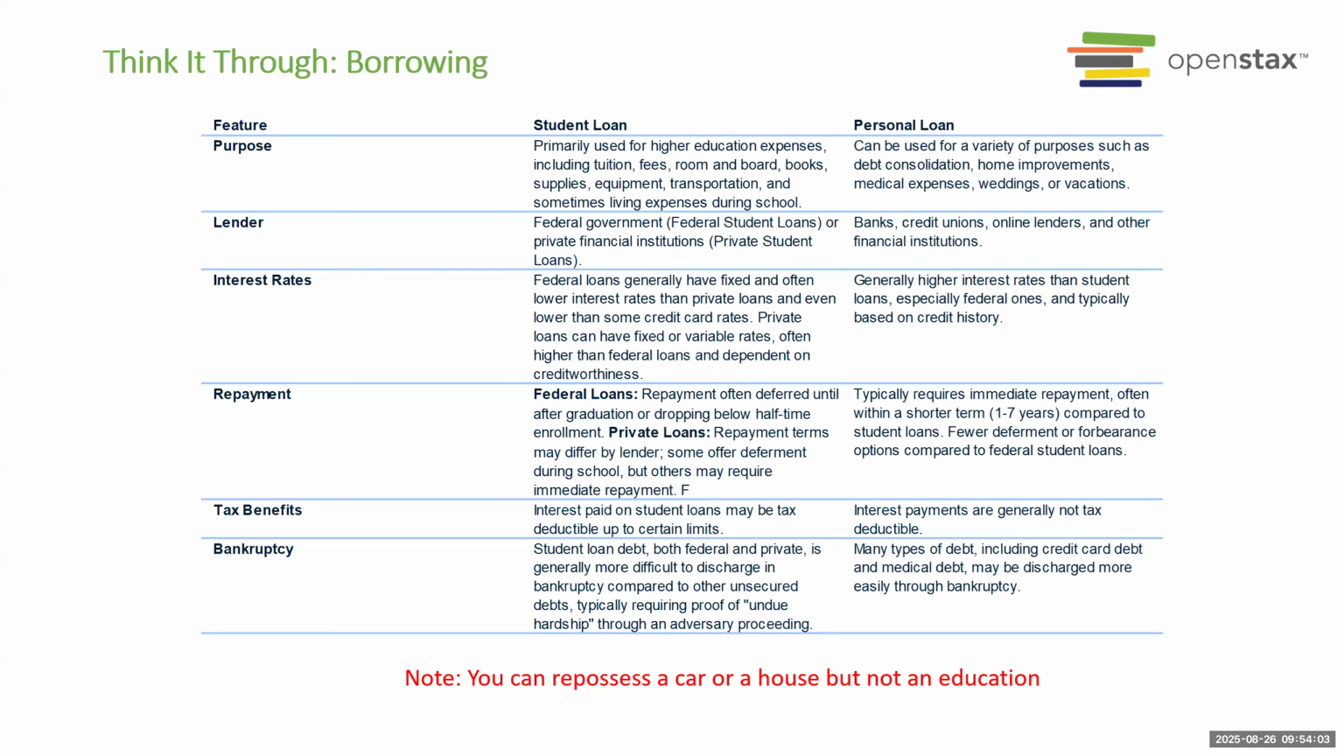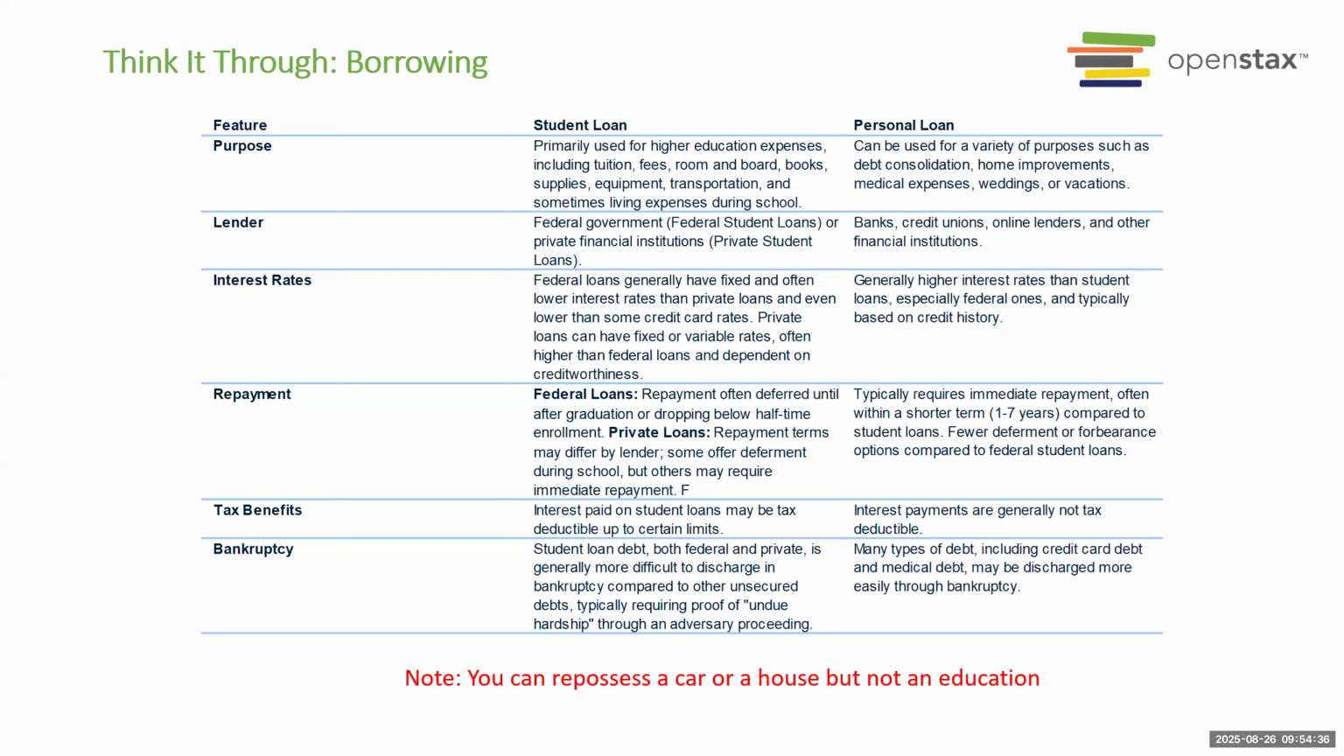Federal loans are normally deferred until graduation. But with private loans, in some cases, it can differ. Either it's deferred during school or after school, or it may require immediate repayment. Typical personal loans are repaid within 1 to 7 years and repayment starts immediately. Interest paid on student loans may be tax deductible, where interest on personal loans may not.